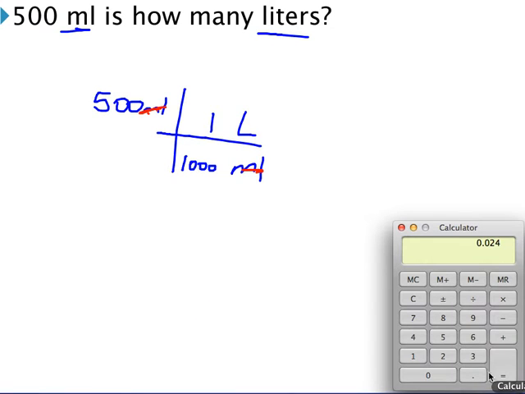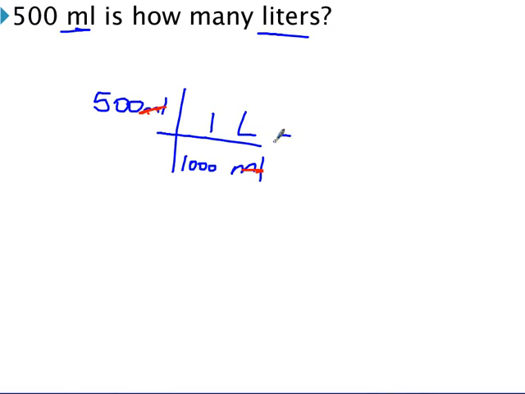So this is just like before. It's going to be 500, and because it's on the bottom, it's going to be divided by 1,000. That comes out to 0.5. Again, make sure you put a unit on your answer, so that's 0.5 liters. Right? Pretty easy.